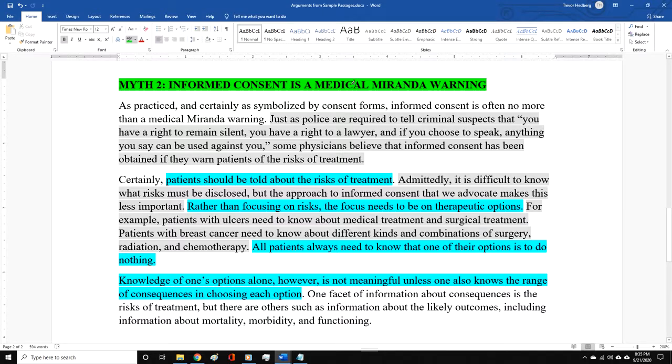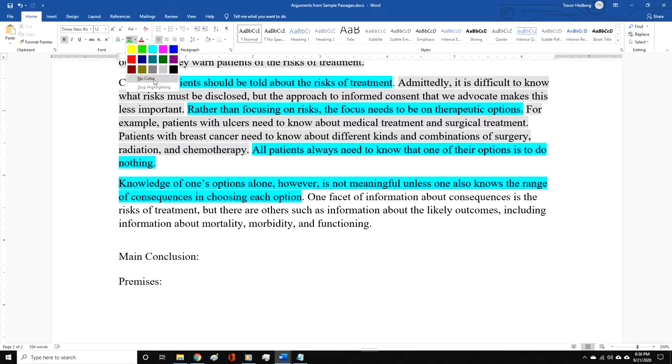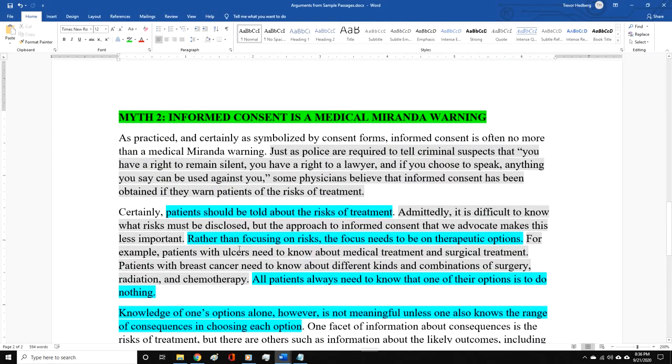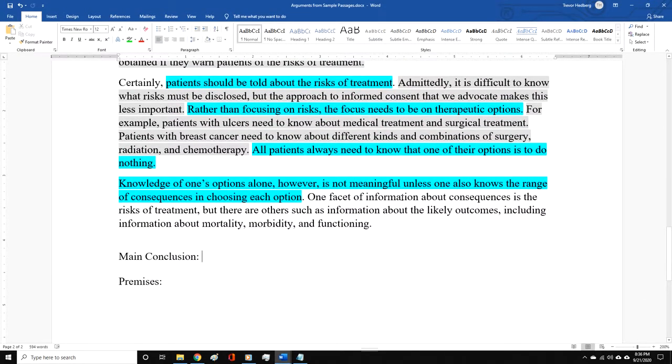So the only real clue we have here to the conclusion of this series of passages is the overall section title. We know that the authors think informed consent is a medical Miranda warning. They think that view is false because they've labeled it as a myth. So let's take a crack at representing that idea as a complete sentence. So let's just go with this for now.